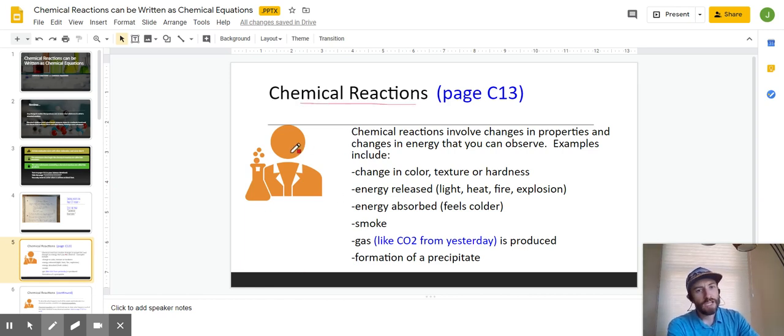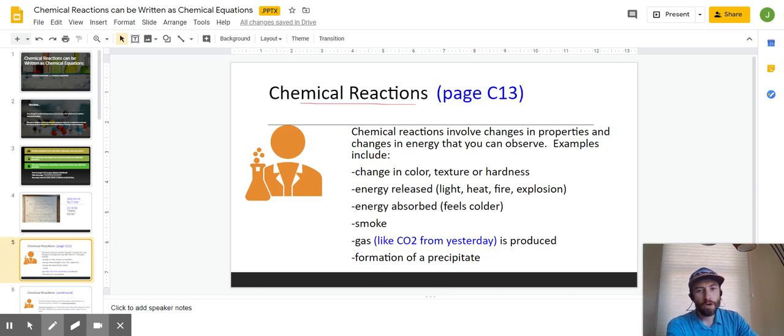Chemical reactions involve changes in properties and changes in energy that you can observe. Examples include a change in color, texture, or hardness, energy being released, energy being absorbed, smoke, gas being produced, or the formation of a precipitate.